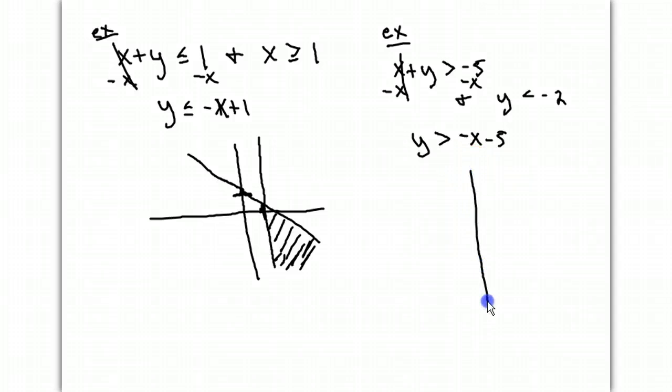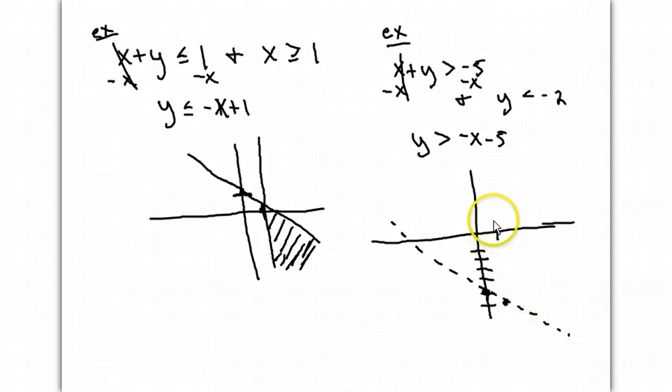Now when you graph that one, your y-intercept is negative 5, so you go down 5: 1, 2, 3, 4, 5. That's your first point. Slope is negative 1, so that's down 1 and to the right 1. So that'll be this point. Because it's not greater than or equal to, it's just greater than, you have a dotted line going through that point.